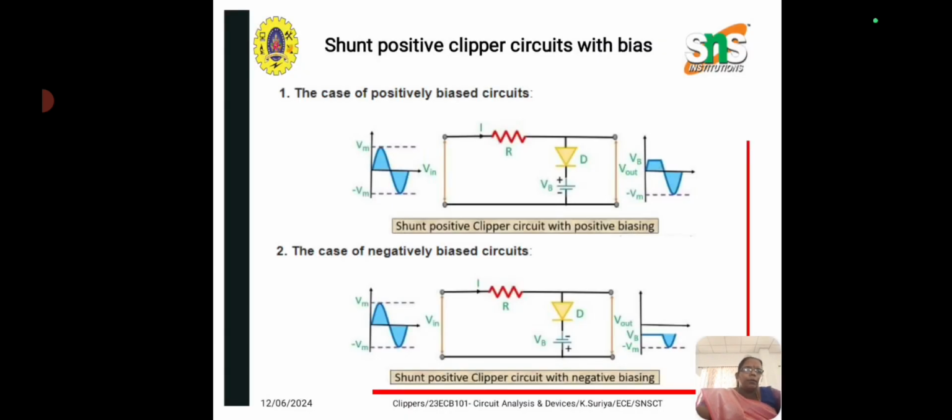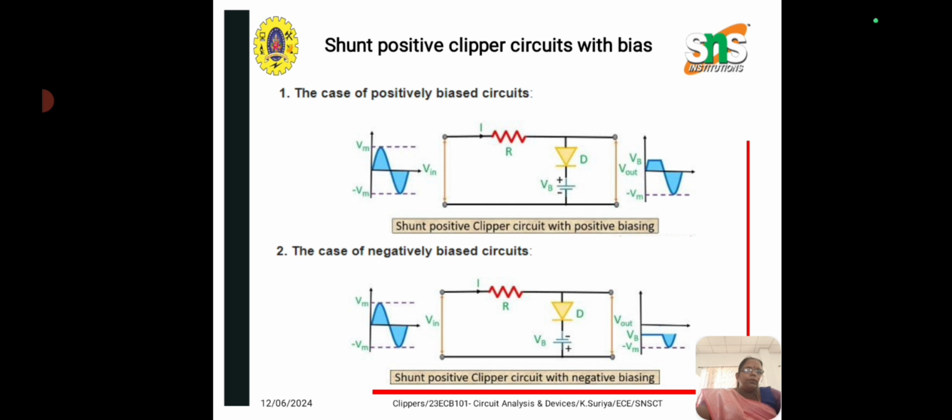Next one is the shunt positive clipper circuit with bias. Here again we have a positive and negative bias case. In the positive bias case, during the positive half of the cycle, the diode gets forward biased, but at the same time the battery potential causes the diode to be reverse biased. Until the battery potential is greater than the supply voltage, the diode reverse biased by the battery potential does not allow the flow of current through it. Hence, current flows through the load and the signal is observed at the output.